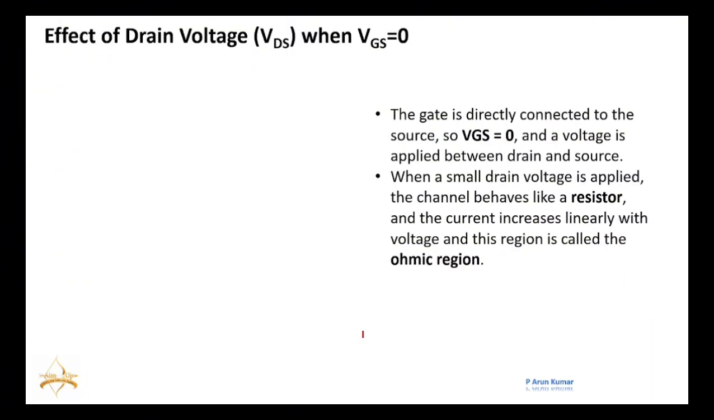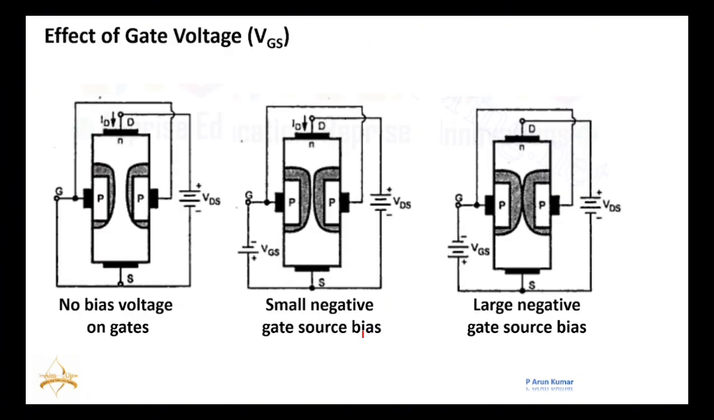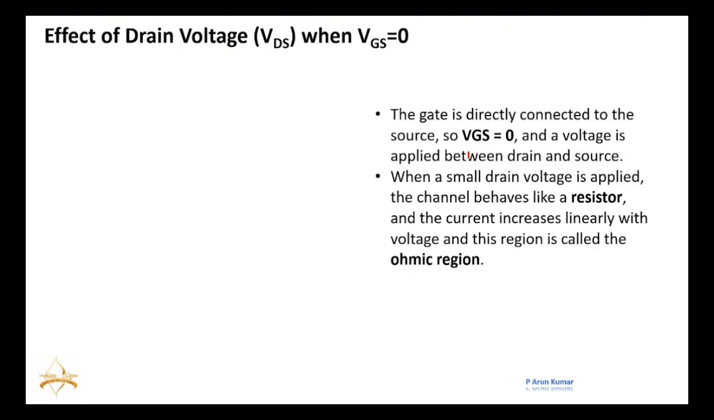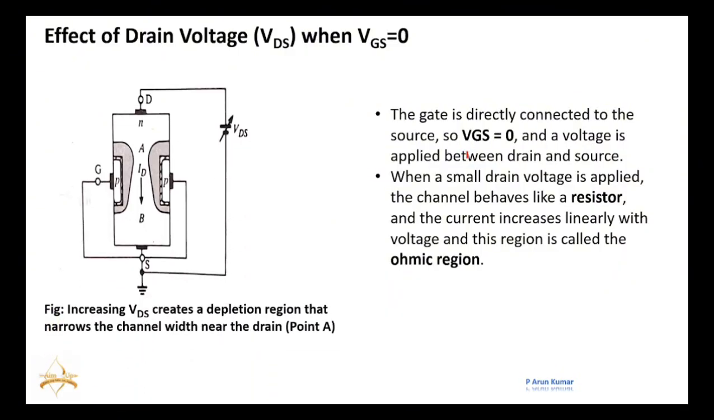Now, we'll see the effect of VDS when VGS equals zero. Previously, we took a constant VDS. We changed only this VGS, right? We varied this VGS and we kept VDS constant. Now, in this one, we'll consider VGS as constant and we'll try to vary this VDS. By varying this VDS, what happens? Let us say this VGS equals zero. If I say VGS equals zero, there is already some channel there, right?